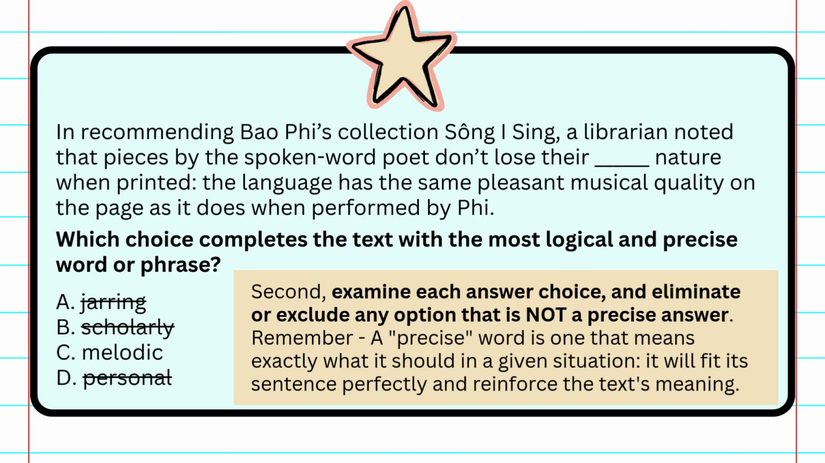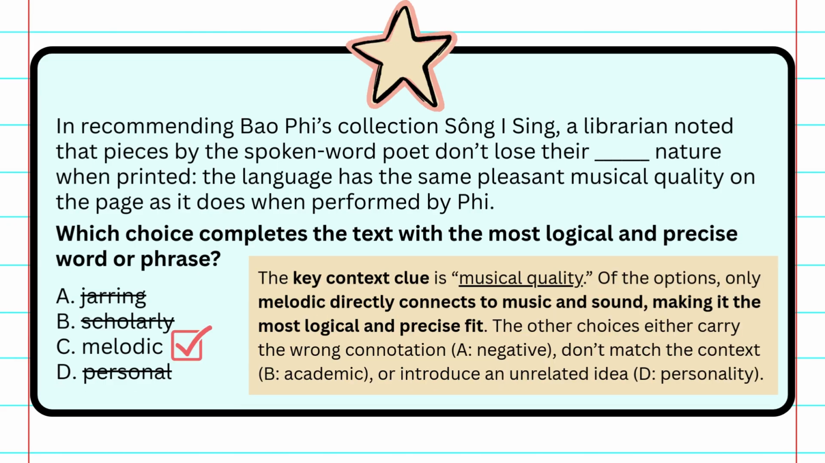D: A librarian noted that pieces by the spoken word poet don't lose their personal nature when printed. Again, nothing is mentioned in the passage that suggests that these poems are personal in nature. Nothing is mentioned about the poet's personality at all, so I'm excluding this one as well. Now I think we can feel confident in choosing our answer. The correct answer is C, melodic.